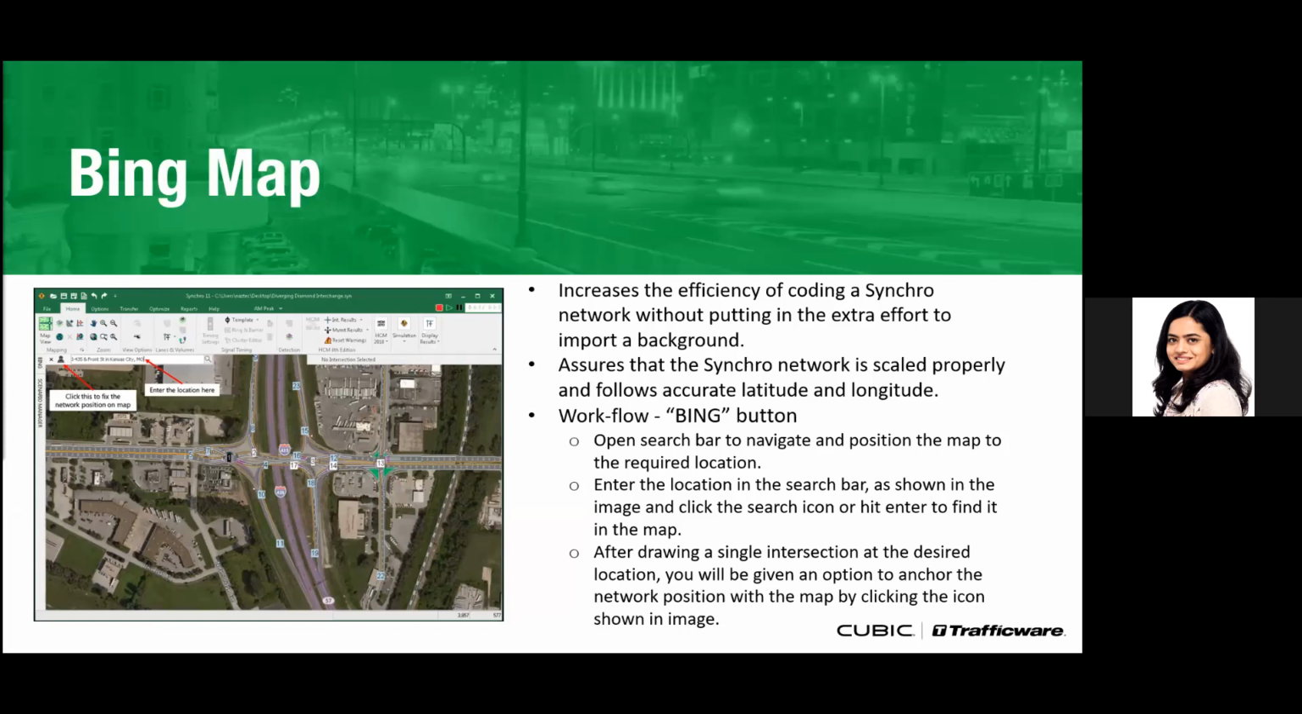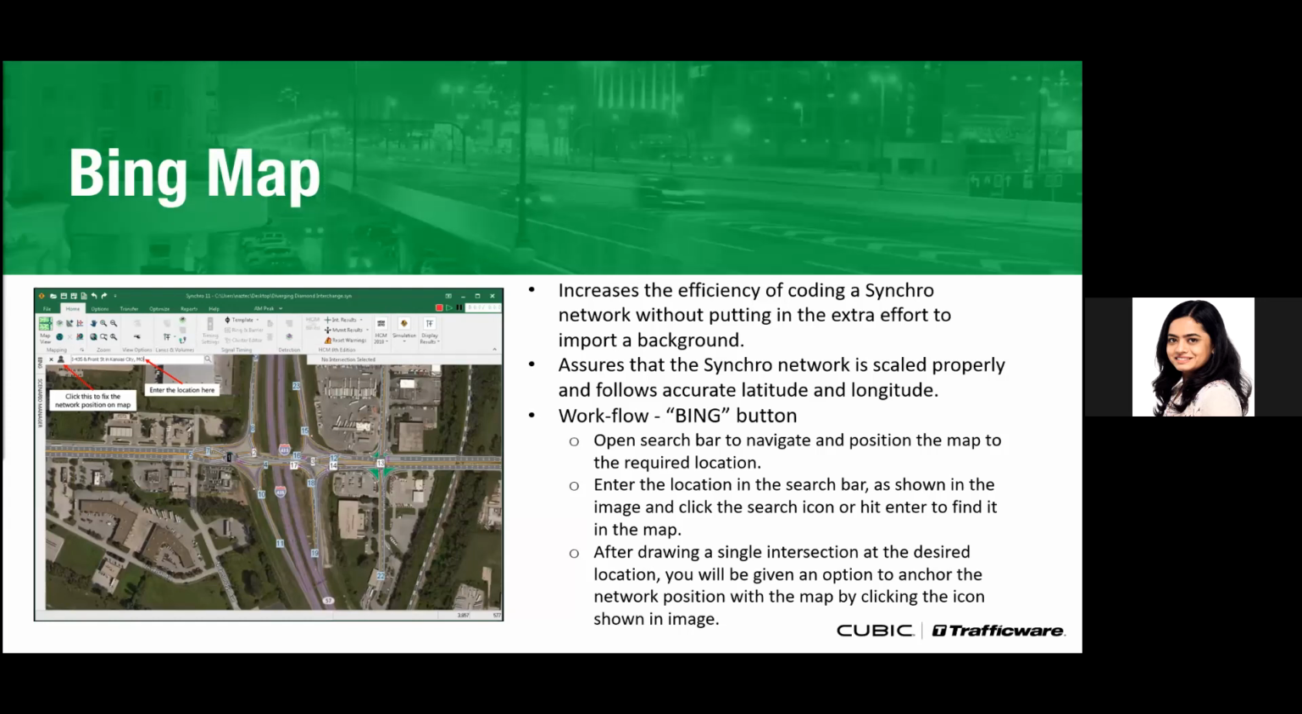Now, if we talk about the workflow, how it works. When you open Synchro for the first time, you will see a search bar opened automatically for you. When the search bar is open, you just need to type in the location of your network. That means where you want to build your network. So you type in your location, you hit the search icon here, or you can hit enter on your keyboard. It will take you to the exact location depending on what you type in.